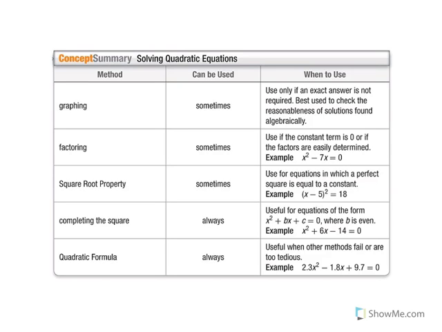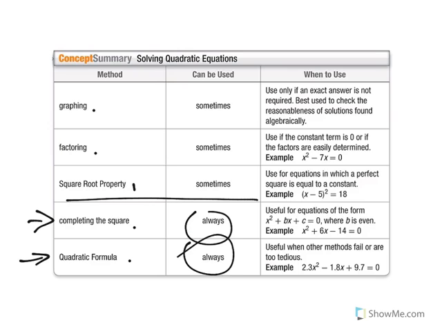Last thing we're going to talk about is the different methods for solving quadratic equations and when is the best time to use them. You can solve them by graphing, factoring, square root property, completing the square, and the quadratic formula. The first three, you can sometimes use them depending on what the conditions are. Completing the square and the quadratic formula, no matter what quadratic you get, you can always use these. Okay, and here are some examples of when would be the best time to use each method.